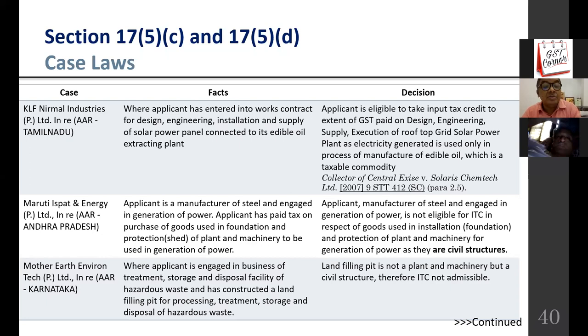In the case of Maruti Ispat, they are manufacturing steel and all, and they had prepared a shed. They prepared a shed for the protection of the plant and machinery. Here the Authority for Advance Ruling said that whatever shed you are doing is again a civil structure, and that is actually restricted as per the exceptions given from plant and machinery. So that's why you cannot avail the ITC on that particular shed.